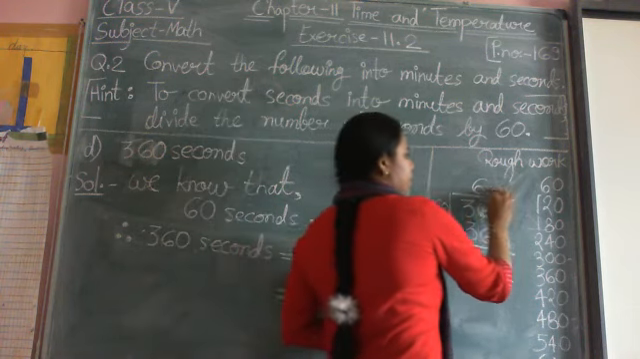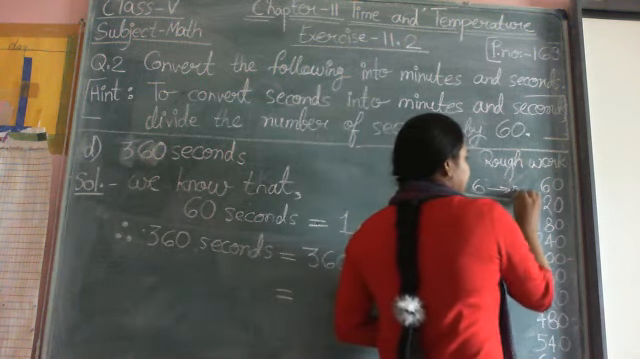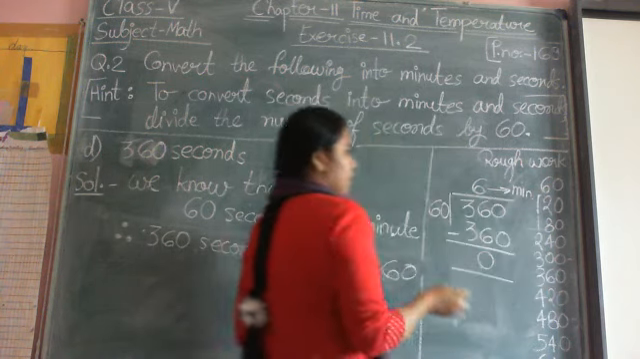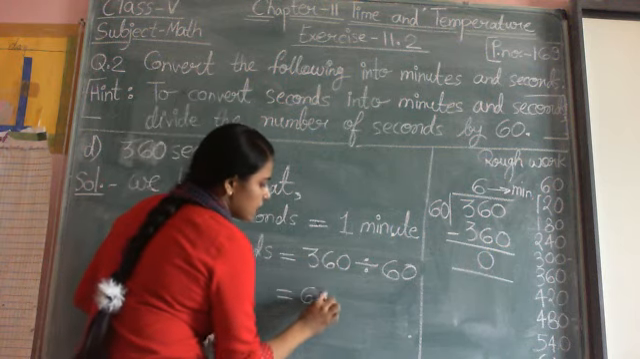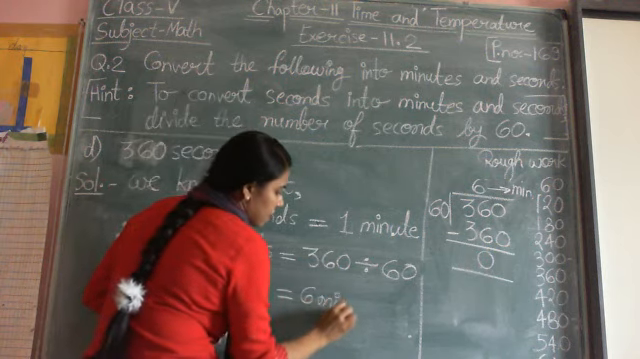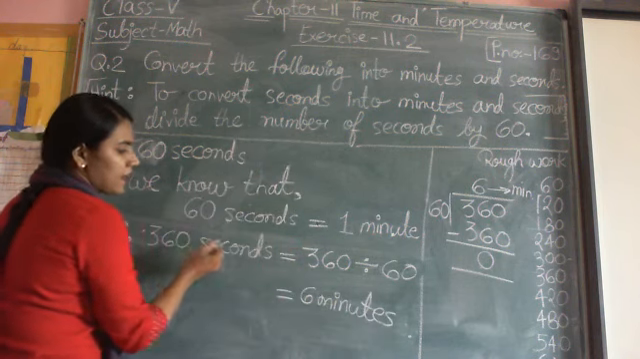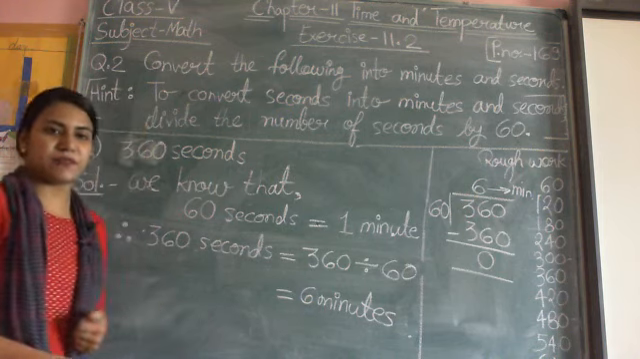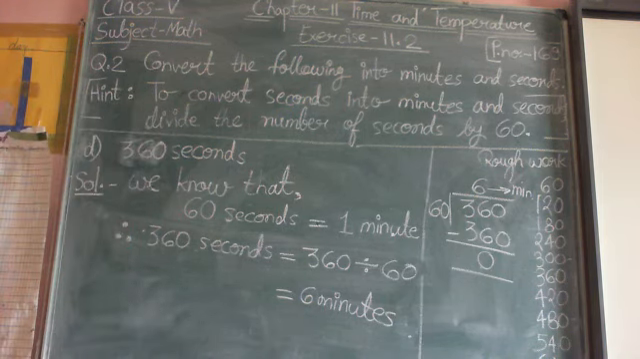So our quotient is 6 and here quotient means minute. So when we divide 360 by 60, we get 6 minutes as a result. So 360 seconds is equals to 6 minutes. Take a screenshot.